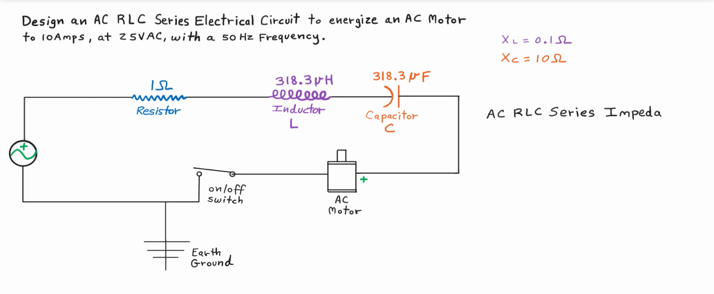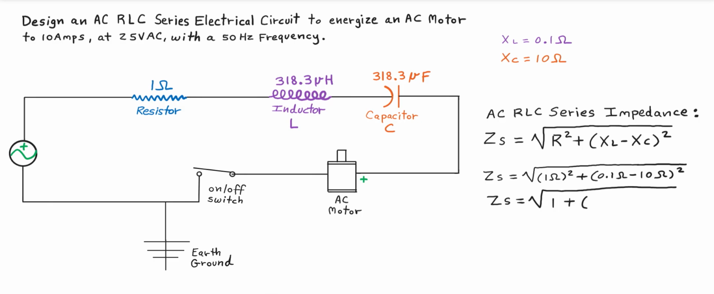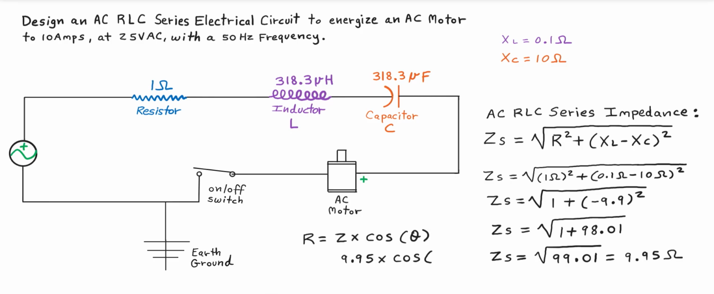So now we have AC RLC series impedance, and we can use this equation for the series RLC impedance, unlike the parallel Z sub P. And so we just plug in the values and we calculate, counterintuitively, actually not an equal impedance to the resistance. We actually get 9.95 ohms. So then we must assume that the resistance is now 9.95 ohms.